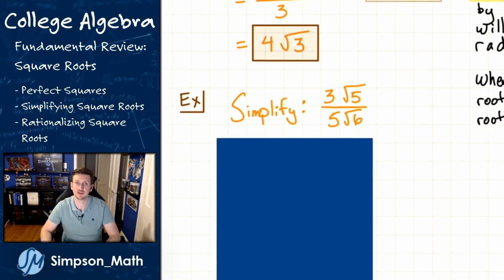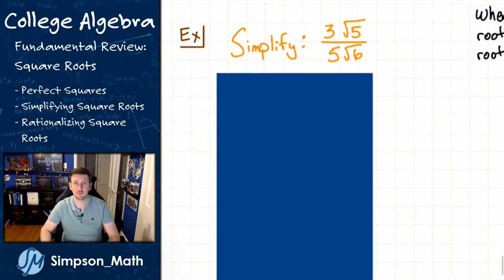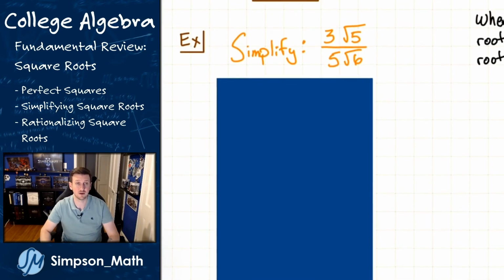All right, so let's take a look at this one. If you're brave enough, pause the video and try this one on your own. Remember, I'm needing to rationalize, so the hint is I only am worried about that square root of 6. The square root of 5, that's fine. So pause the video, try this on your own.